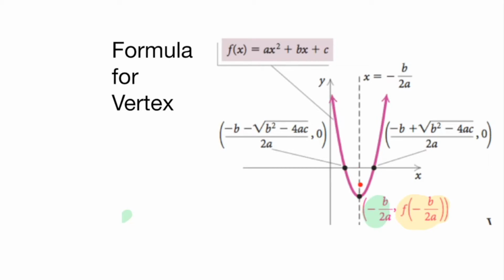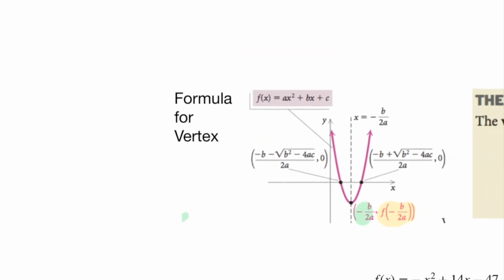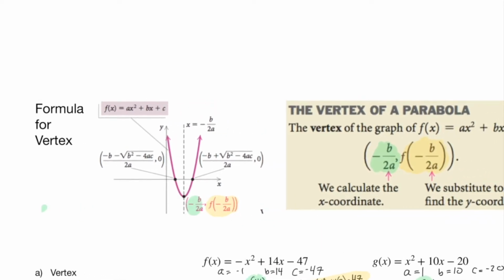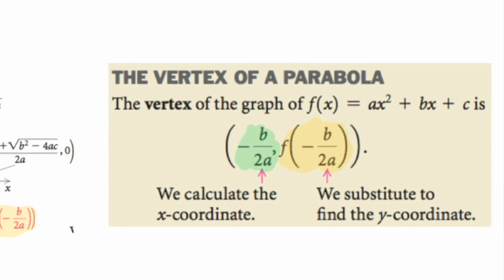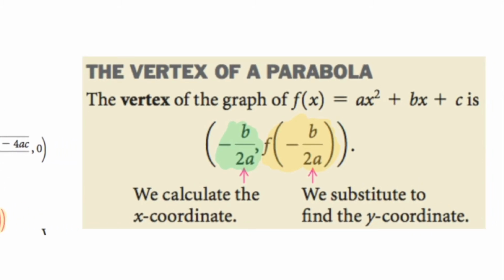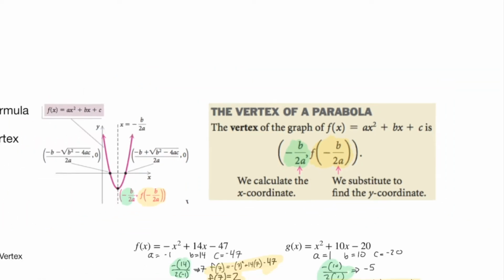If you want to find out where this vertex is, you'll take the value of negative b over 2a and put it into the function. This works for all parabolas, even if it doesn't intersect the x-axis and you have imaginary solutions. Still, you can find the vertex of the graph by calculating negative b over 2a, and then put it into the function to find the y value. X-coordinate, y-coordinate.